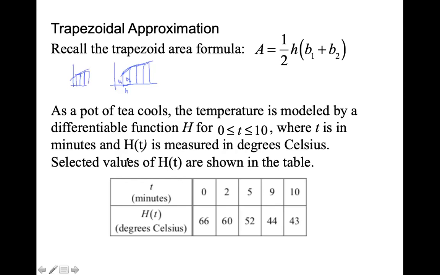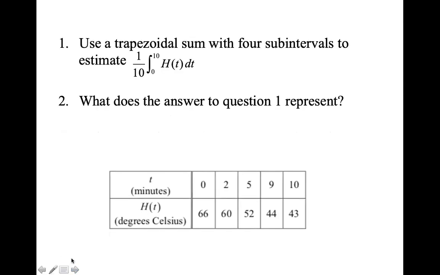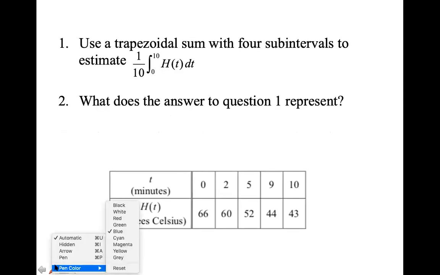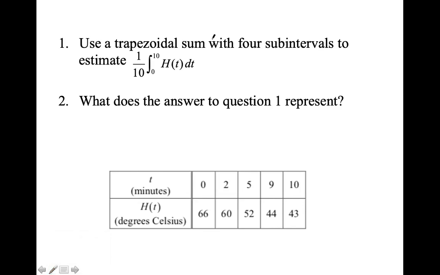All right, so let's do an example. This is another one straight from an AP exam. It says, as a pot of tea cools, the temperature is modeled by a differentiable function h for 0 is less than or equal to t is less than or equal to 10, where t is in minutes and h of t is measured in degrees Celsius. Selected values of h of t are shown in the table. We're supposed to use a trapezoid approximation. Use a trapezoidal sum with 4 subintervals to estimate.